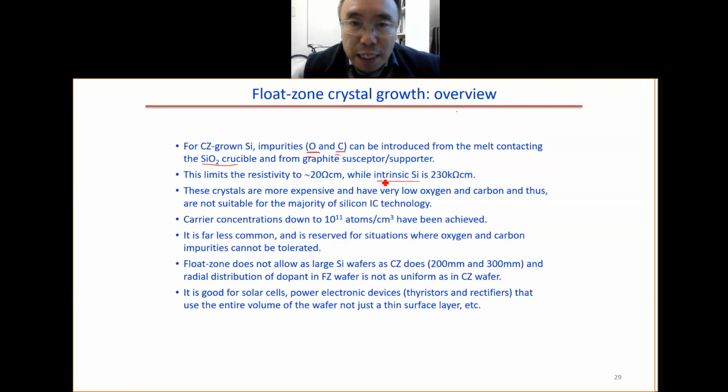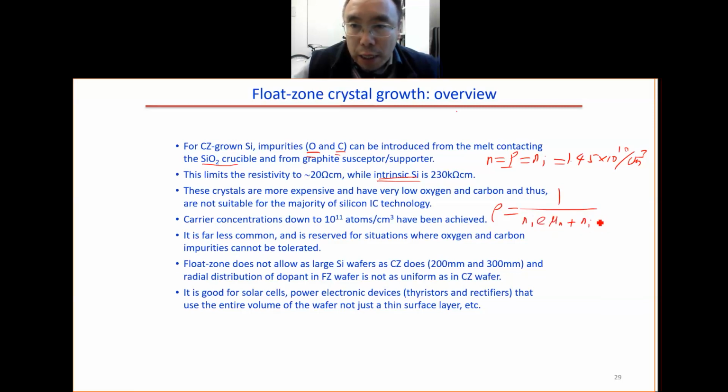So for the intrinsic silicon, n equal to p equal to ni equal to 1.45 times 10 to the power 10. So this is the intrinsic silicon. Resistivity is given by 1 over (ni e mu_n plus ni e mu_p). So mu_n is the mobility, ni is this number, e is the charge of the electron. Then you get a number close to this one.